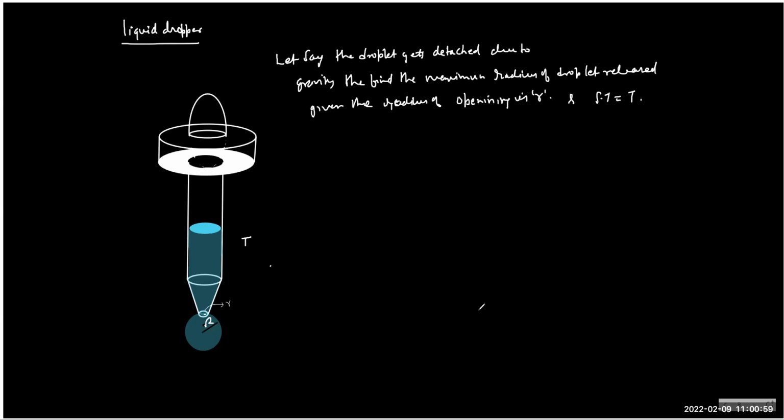Density. Take the density of the liquid as rho. Sorry, I forgot to mention this. And it is getting detached because of gravity only. So surface tension is trying to hold it back and gravity is pulling it. When they balance each other, it will fall down.